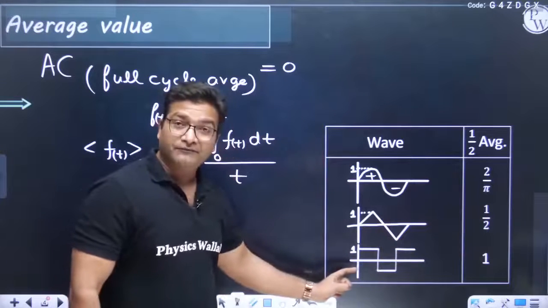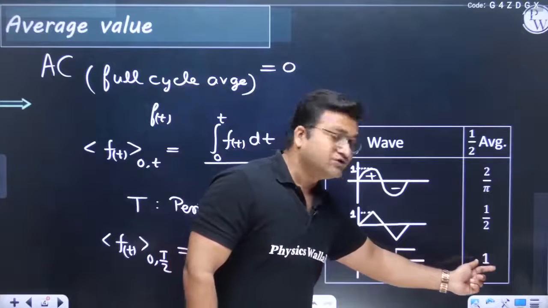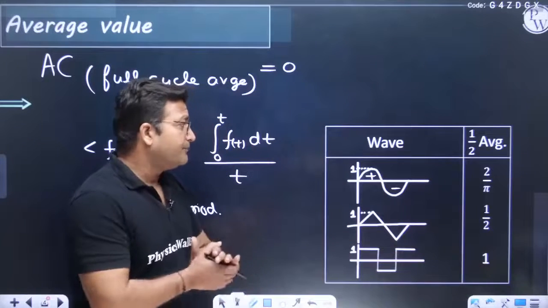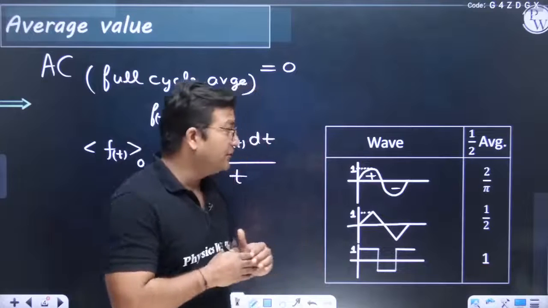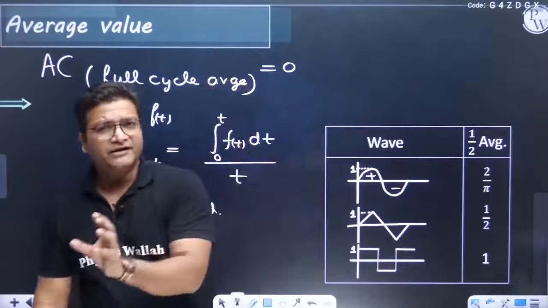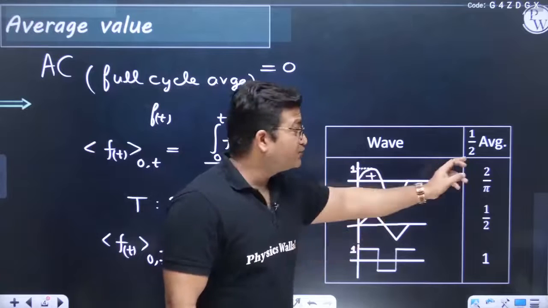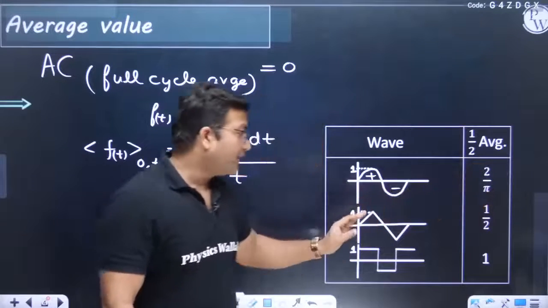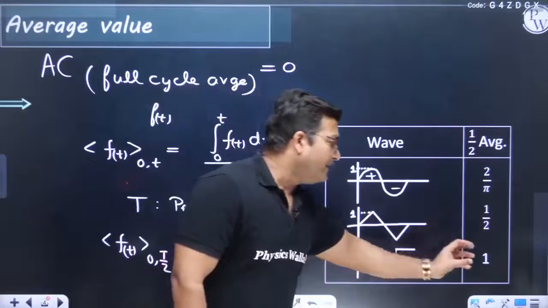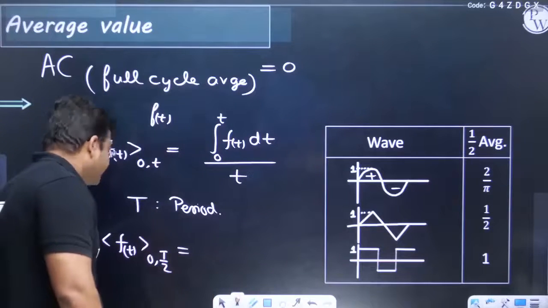If we have a square wave of peak value 1, then we will be having the average over half cycle as 1, as can be easily seen. So always remember these three shapes. If you have a sinusoidal wave, whether sine wave or cos wave, doesn't matter, the half cycle average is 2 by pi of peak value. For triangular wave, you have half of peak value, and for a square wave, you have equal to peak value, the half cycle average. But the full cycle average is always 0.